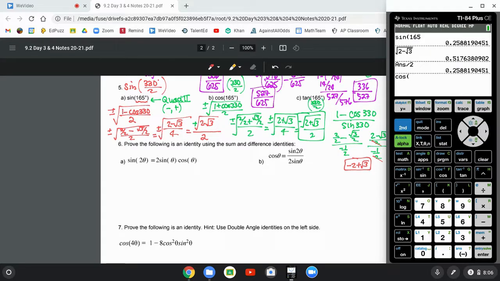Then we're going to do cosine of 165 degrees. So now we're going to type in what we got as our answer, which was negative square root of 2 plus square root of 3. And I'm going to hit enter and then divide by 2, and I should get that decimal, which is good. And then the last one, we're going to figure out what is tangent of 165 degrees. So I'm going to see is negative 2 plus square root of 3 equivalent to what we just got as a decimal. And it is, so we know that all of our answers are correct.